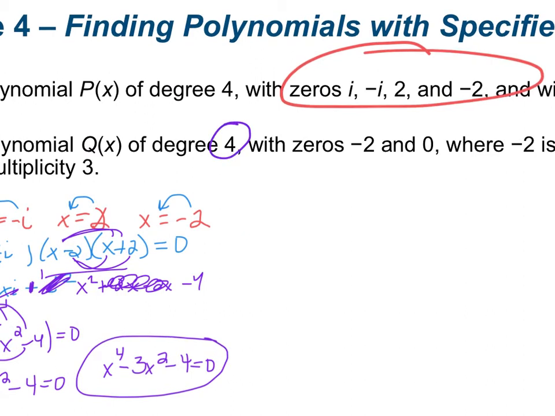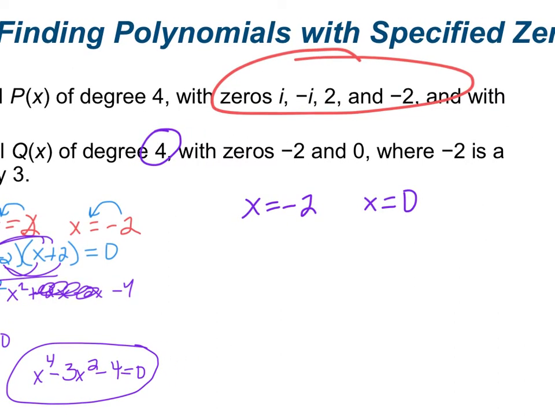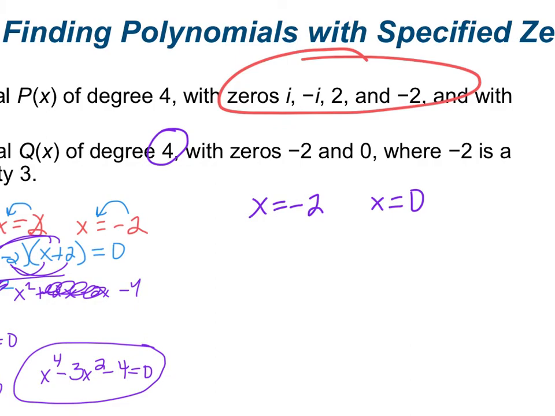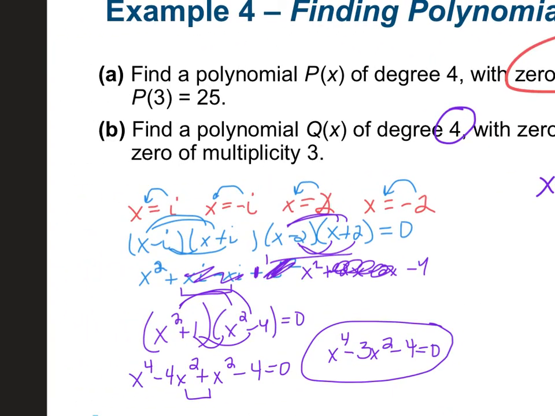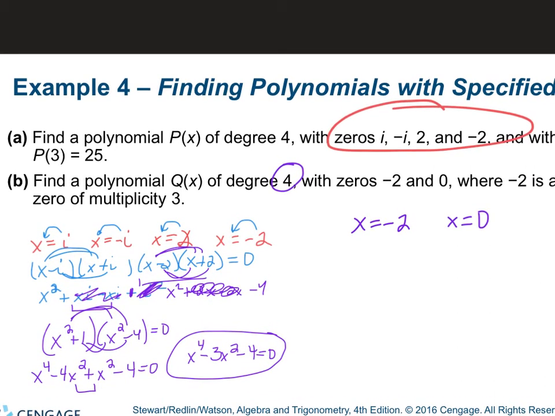The second one, I'm not going to work it out, but it tells you degree of 4. That means your polynomial should start with x to the what? 4th, okay? It tells you that their zeros are negative 2 and 0. What else did they tell you about negative 2? It has a multiplicity of 3. Well, what does that mean? You need to write it 3 times, like x plus 2. I have to write it 3 times.